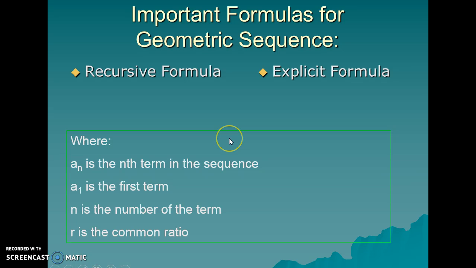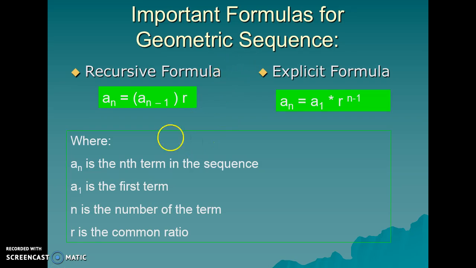These are some important formulas you need to know. The first one is the recursive formula. Copy this down. a_n is equal to a_(n-1) times r, or the explicit formula, a_n is equal to a_1 times r to the n minus 1 power. a_n is the nth term, a_1 is the first term, n is the number of terms, r is the common ratio.